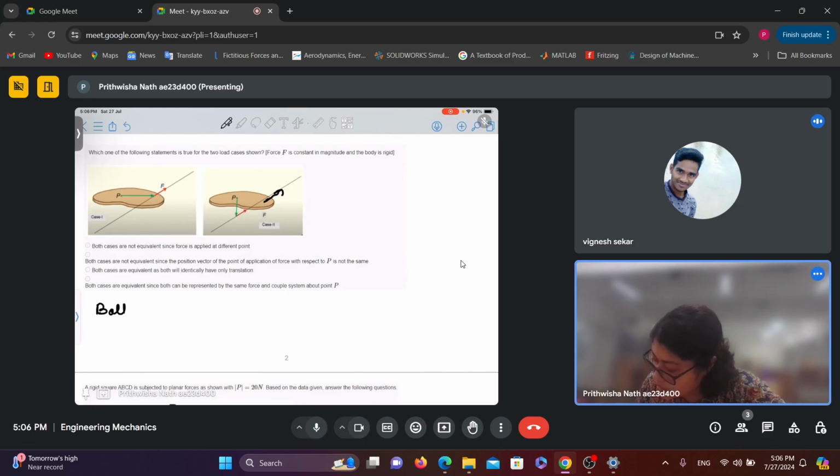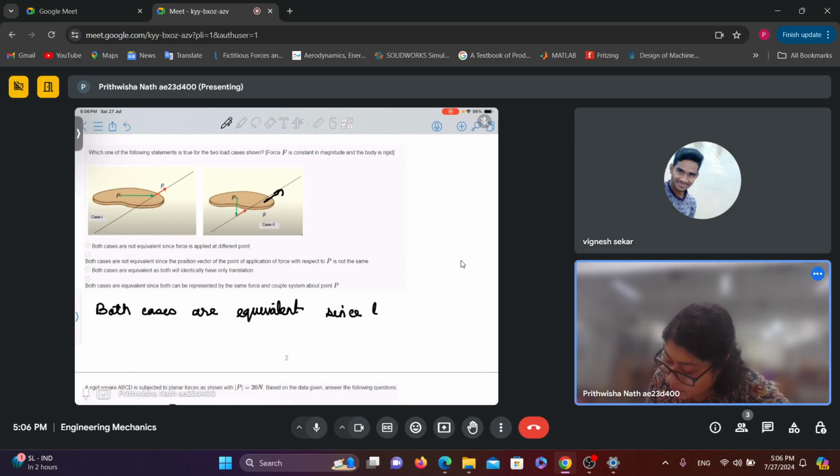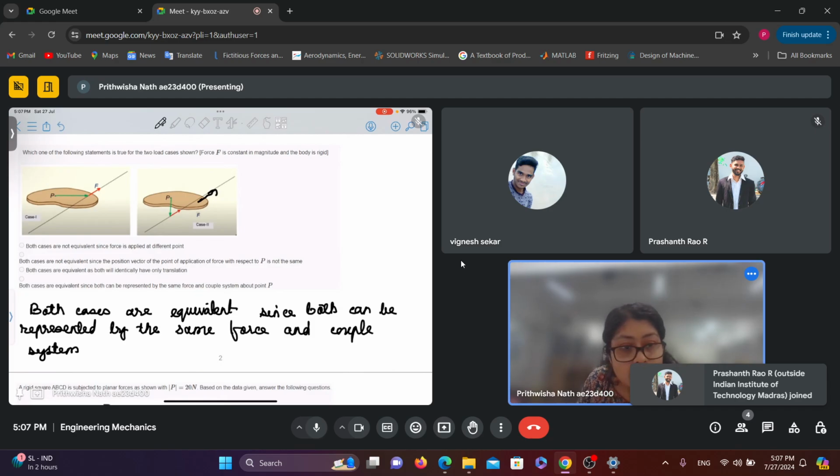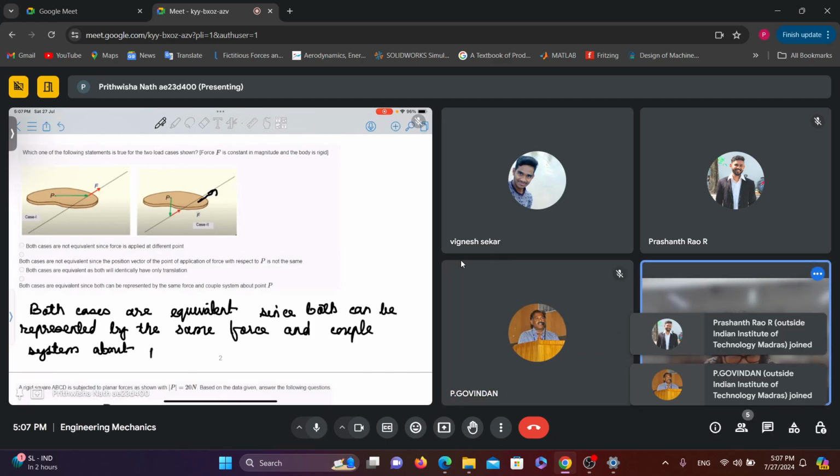Both cases are equivalent since both can be represented by the same force and couple system about point P.